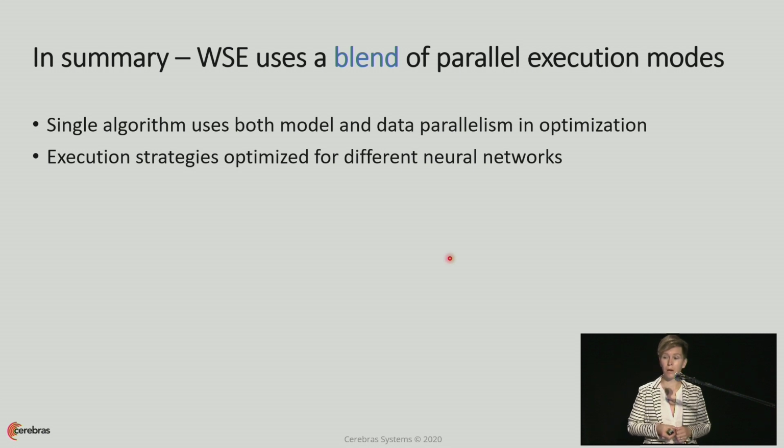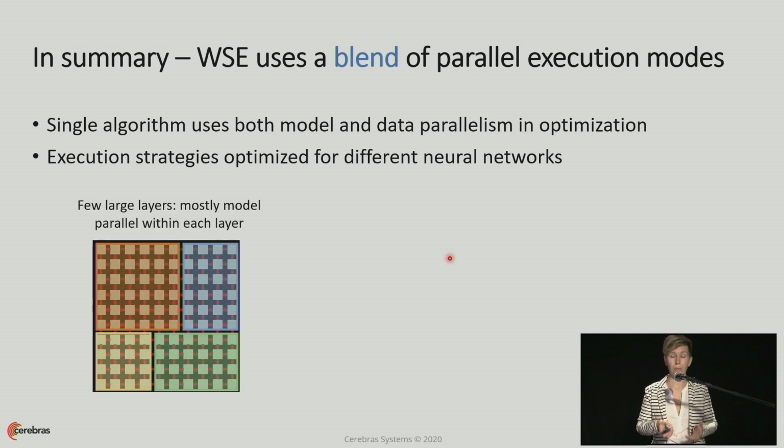So in summary, the wafer scale engine uses a blend of parallel execution modes, and this is a fudgeable blend. We have a single algorithm which will use both model parallelism and data parallelism in optimization. So given a model, it will choose the optimal placement strategy for that model on the chip. If we have a model which has a few very large layers, we will mostly rely on model parallelism within the layer, so intra-layer model parallelism. Every layer will get allocated a significant portion of the fabric, and we will distribute that across that fraction of the fabric.